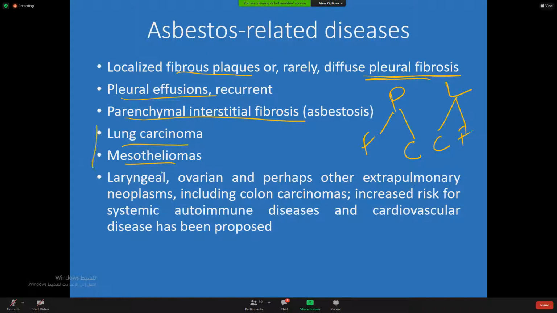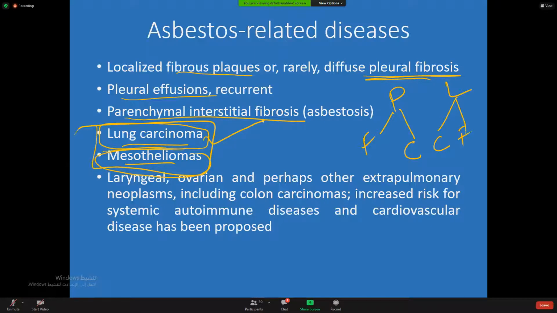But this is an important point that you need to remember: when asbestos related diseases come into discussion, we say that there is formation of lung carcinoma as well as mesothelioma. Which one is more common? Remember that lung carcinoma is far more common than the development of mesothelioma. Okay.